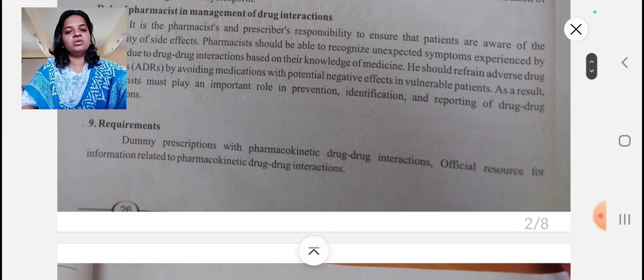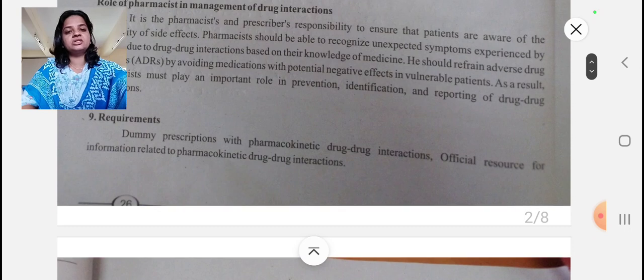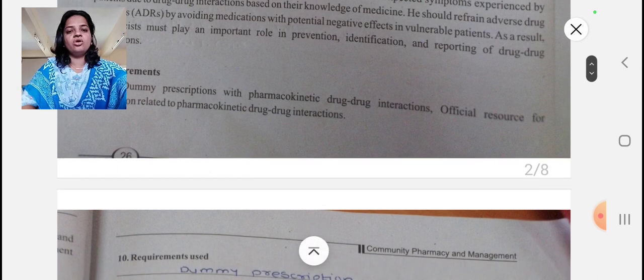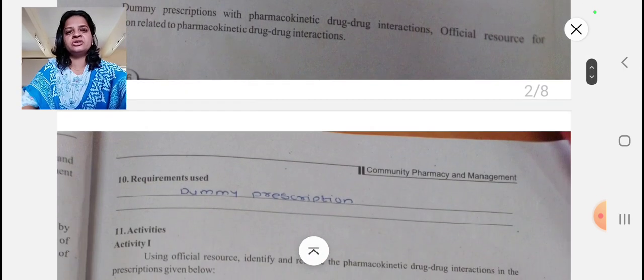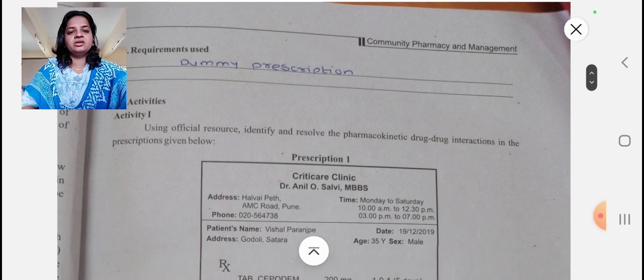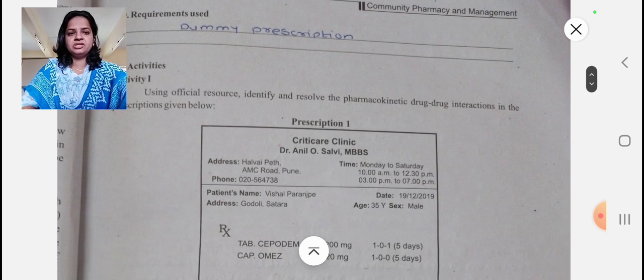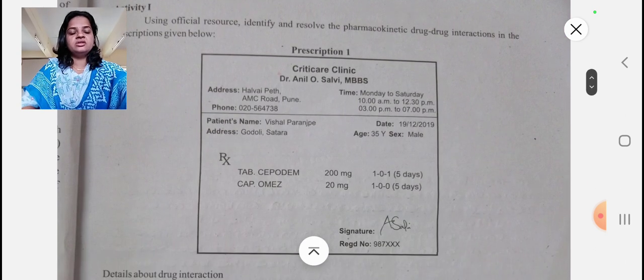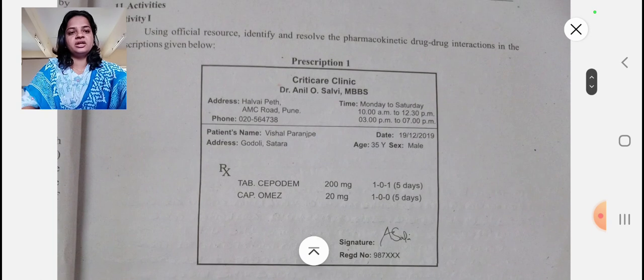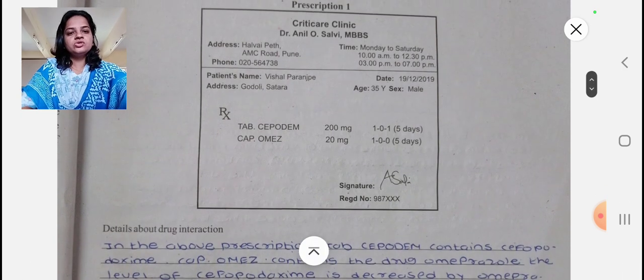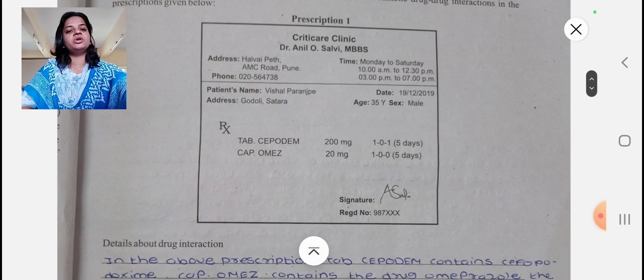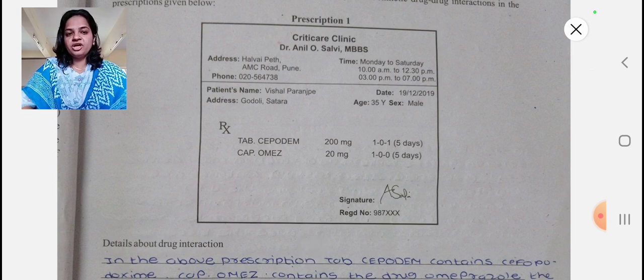Now, what are the requirements here? Dummy prescriptions with pharmacokinetic drug interactions, and an official resource for information related to pharmacokinetic drug interactions. Dummy prescriptions, pen and paper are required. A prescription is given, and in the prescription we have to identify the drug interactions. Prescription 1 has Tab Cepodem and Tab Omez.